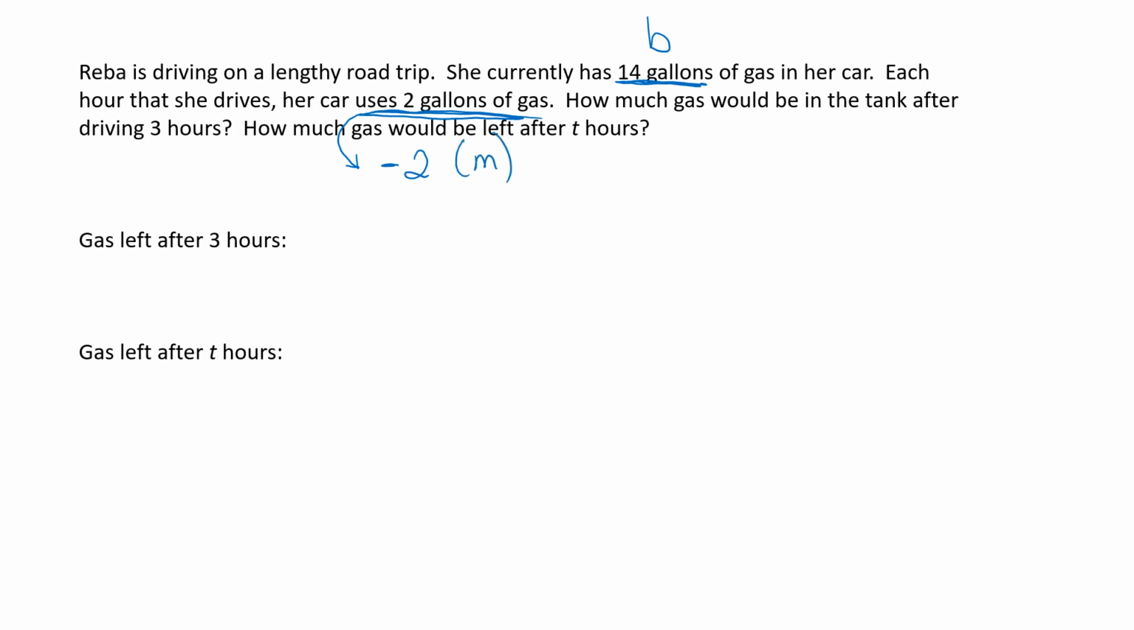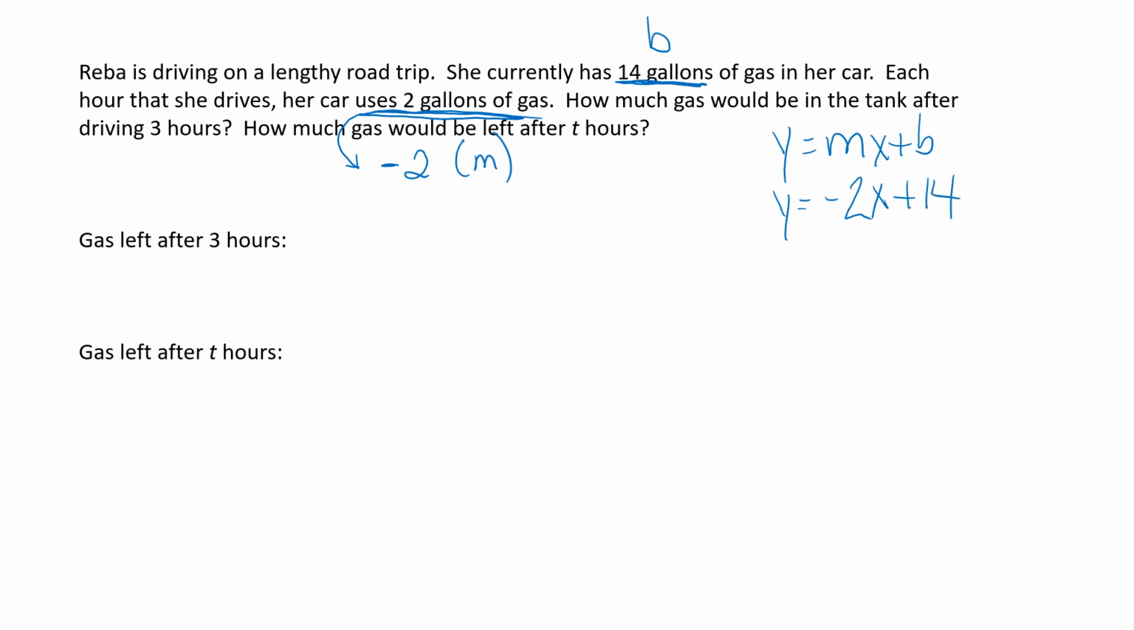So again, if you're writing just a basic equation like we do in math, we typically write it in y equals mx plus b format. Our slope here is going to be -2 because she's using 2 gallons, and put the x after that -2, and your y-intercept is 14.